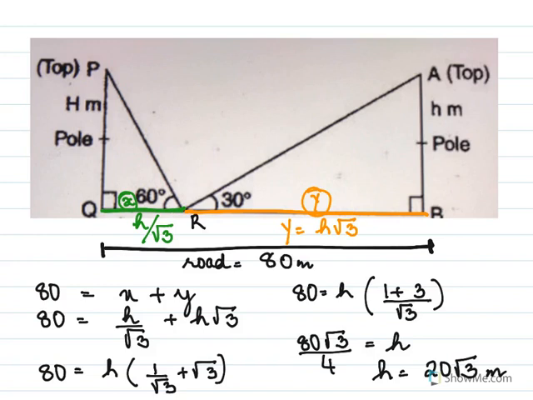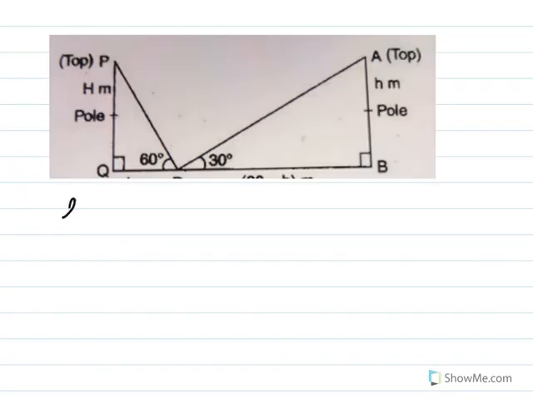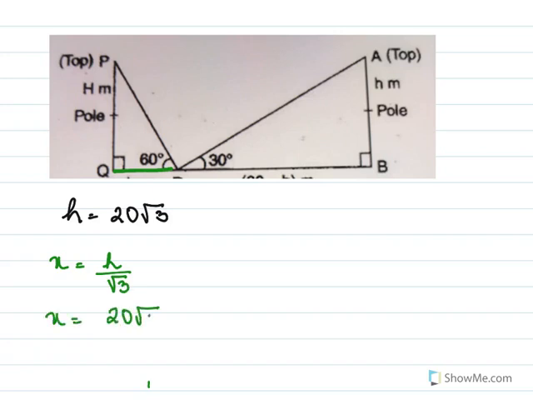So we have found the height. We are not done with the sum. We need to find the distance too. Now we found the height h is 20 root 3. If you remember, this distance was taken as x, and x was h over root 3. So let's put the value. h is 20 root 3 over root 3, so x equals 20. So we had QR equal to 20 meter.